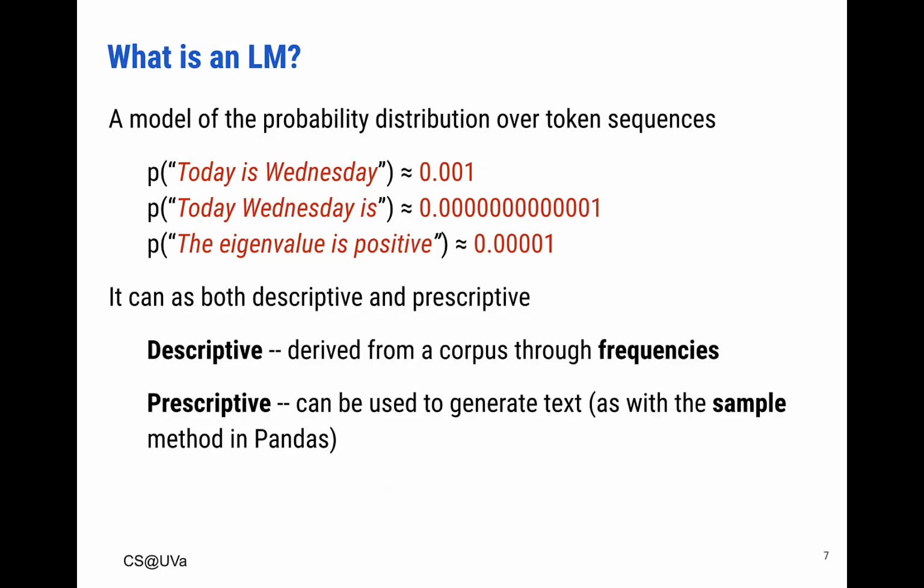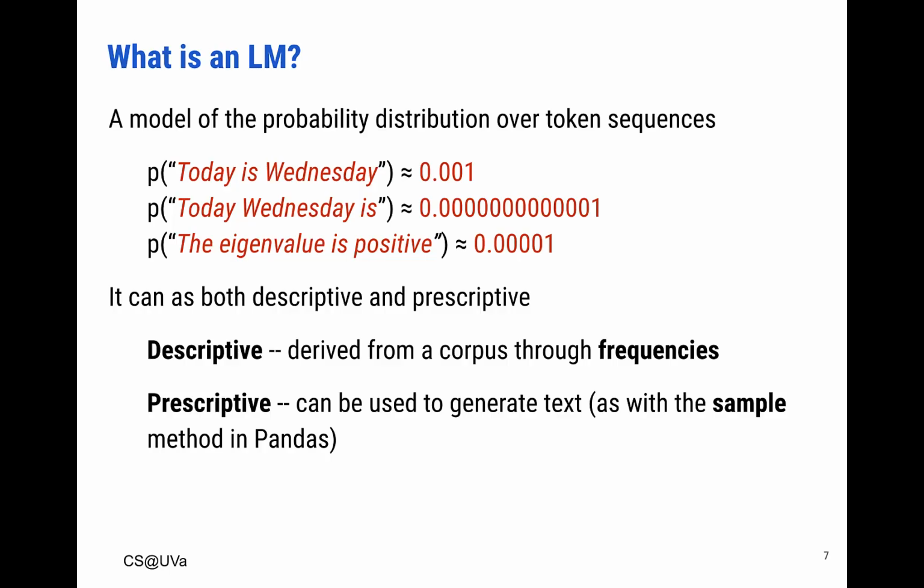As I described earlier, it basically models the probability of a sentence, which is to say it's the probability distribution over token sequences in a sentence. So here we have a couple of sentences with some probability values that have been assigned to them. These aren't real, but they're sort of on the order of magnitude that you might imagine. What's the probability of the sentence today is Wednesday? It gets a relatively high probability relative to the next sentence, which is today Wednesday is.